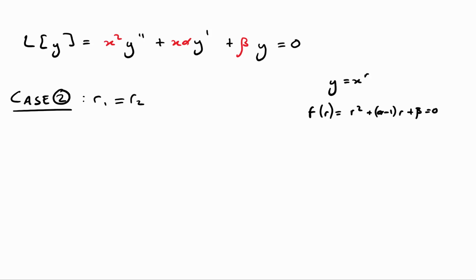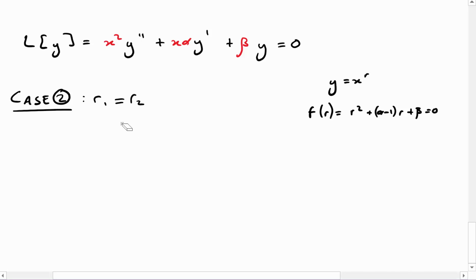Hello, so in this video we're going to look at the case of the Euler equation where we've reduced it by guessing a solution that looks something like y equals x to the power of r. Then we pull out this equation again, which is a basic quadratic. We solve it, and if we end up with the two roots being equal, r1 equal to r2, a double root, then we're going to look at what happens in this case.